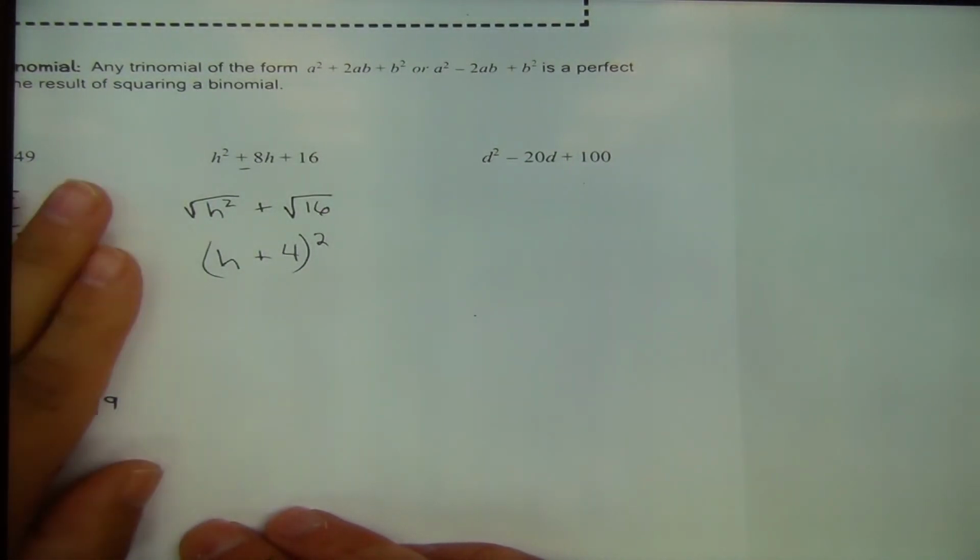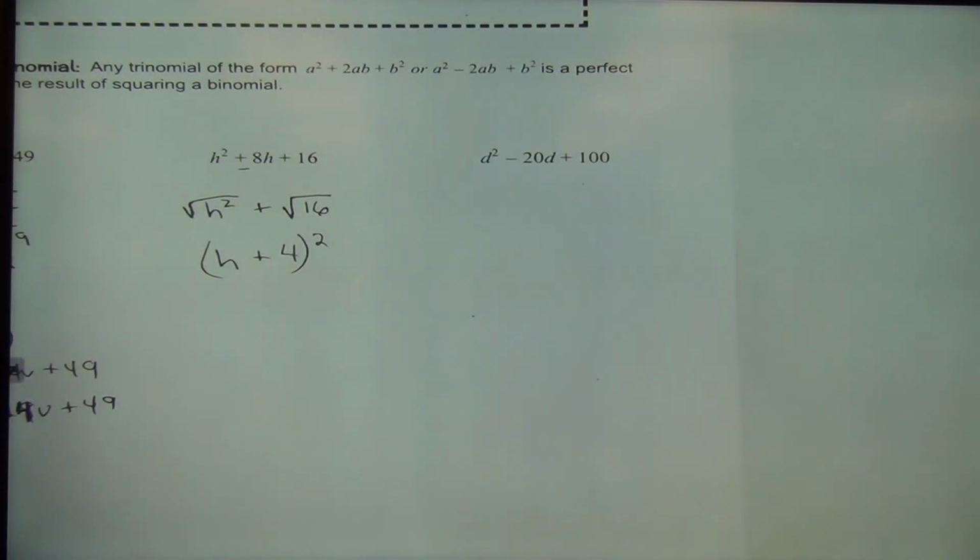All right, and then last one, go ahead and pause your video, and I will come back with the answer and see if you got it right. Let's check and make sure you had the right answer. Hopefully you did. So d squared minus 20d plus 100, if we factor that, you should have gotten d minus 10 in parentheses squared.